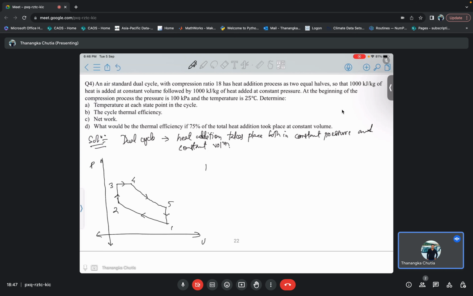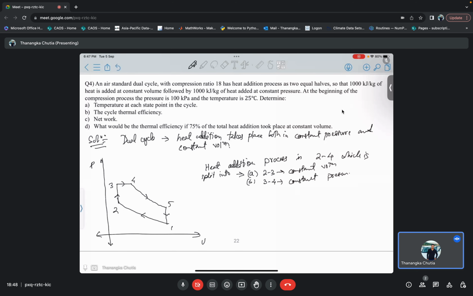Okay, so the heat addition process is 2 to 4, which is split into A, 2 to 3, constant volume, and B, 3 to 4, constant pressure. Okay, so this is the case.